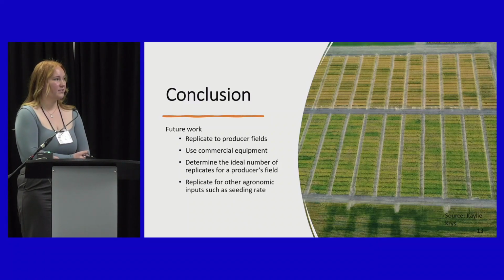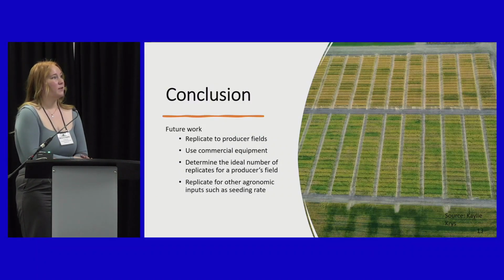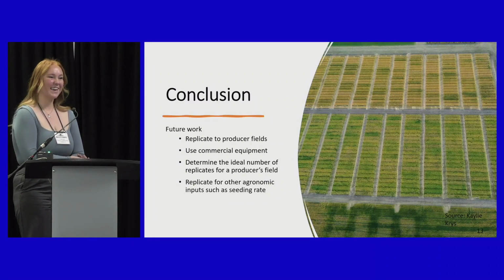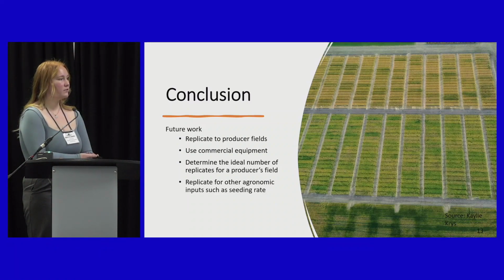So, future work. This is done at the Kernan Research Farm right now on small plots, but it is looking to be moved to producer fields and utilize our commercial equipment. Also want to determine the ideal number of replicates for a producer's field, because 20 is a lot. It was a lot of plant counts and a lot of data to gather, but will be really useful with my statistics to run. And this design can be replicated for other agronomic inputs, such as phosphorus rate.